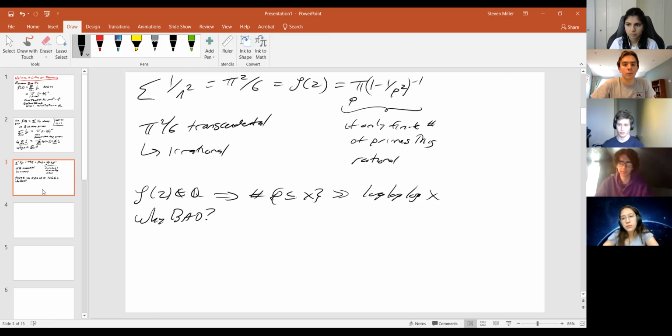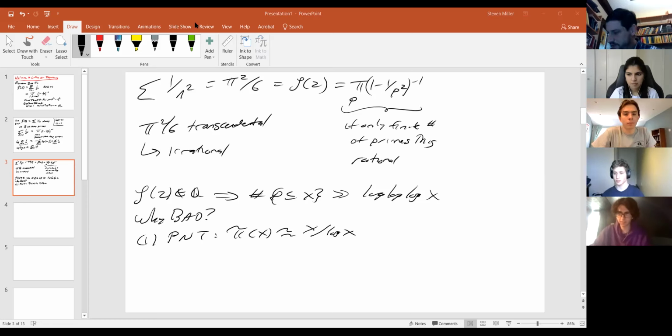Because it actually should be about x over log x. So one is the prime number theorem. We call this quantity pi of x, which is approximately x over log x. So first off, it's really far from the truth. Okay, so that's bad. There's another reason, however, why it's bad.